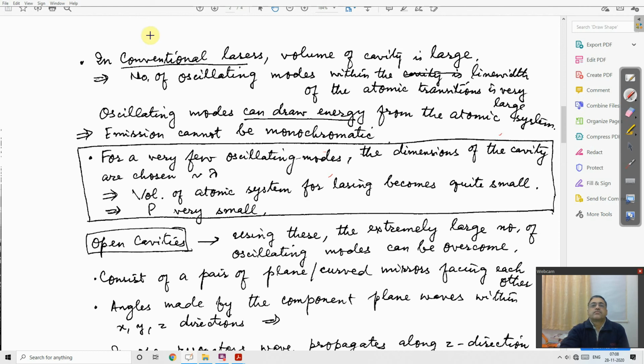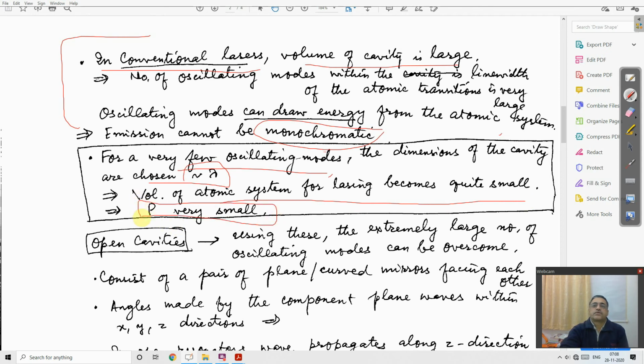So we see in conventional lasers, because the volume is quite large, monochromaticity cannot be maintained. For a very few oscillating modes, the dimension of the cavity chosen is of the order of lambda, the wavelength of the radiation. So the volume of the atomic system for lasing becomes quite small, and the required power is also very small.